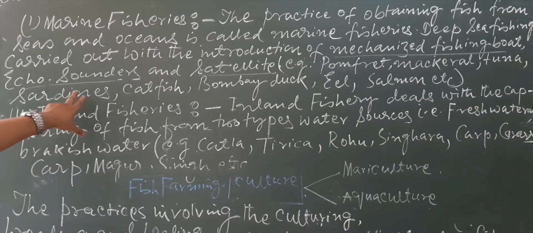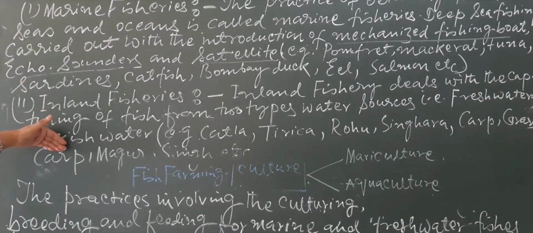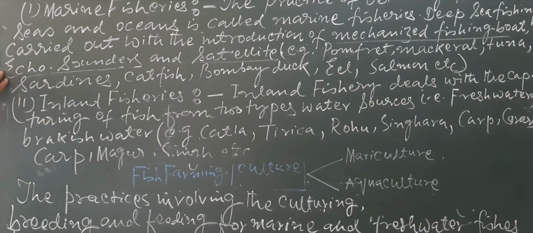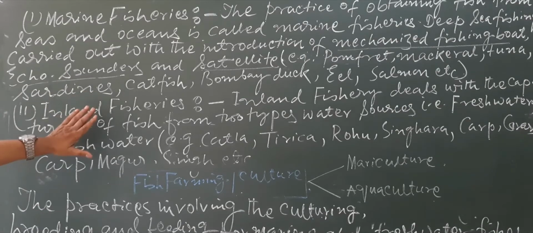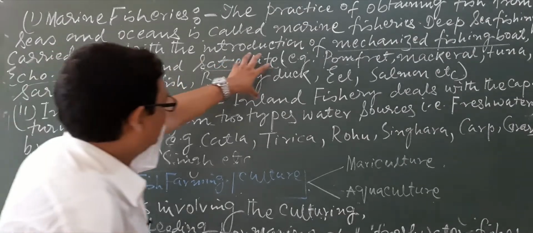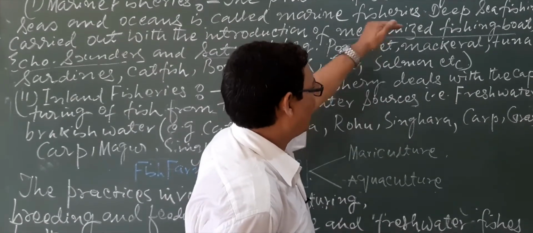Now the varieties are also different, because the marine habitats are different in comparison to the fresh water or brackish water habitats. That's why different varieties are available in these two different water bodies.